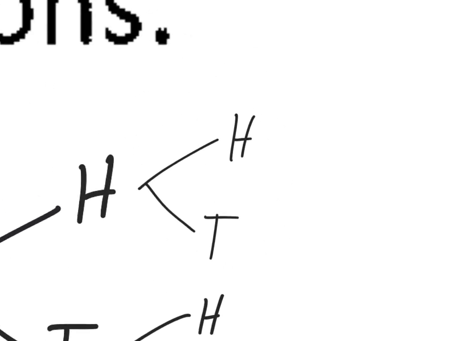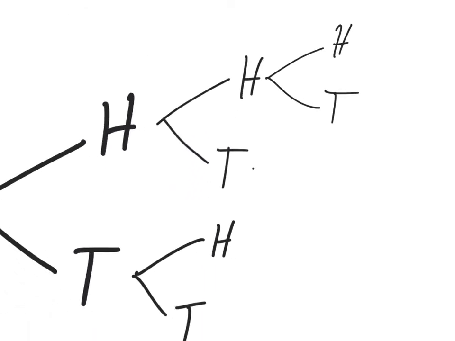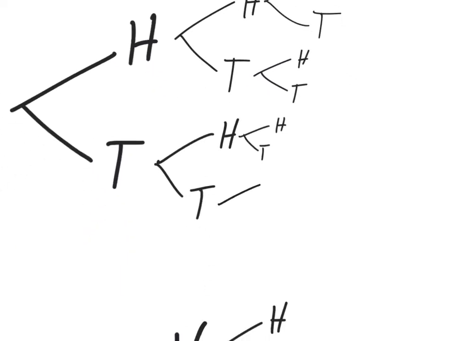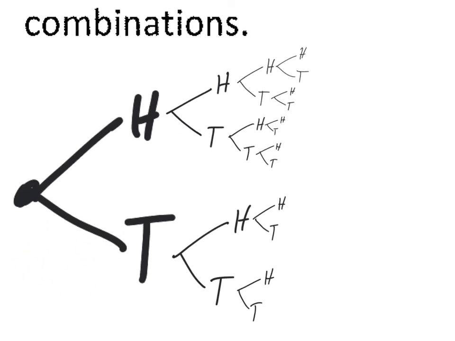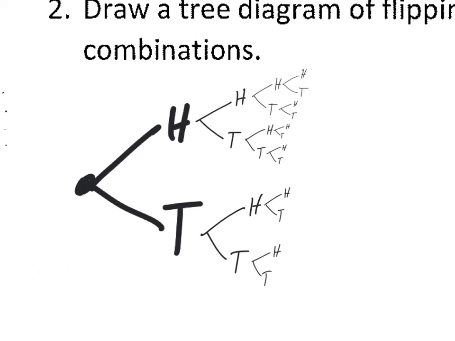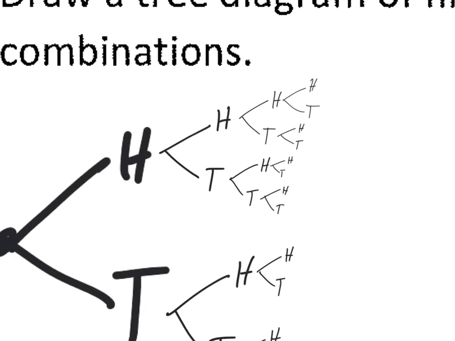So guess what? Here I could get heads. Here I could get tails. Same thing here. Heads, tails. Same thing here. Heads, tails. Same thing here. Heads, tails. Now, this last part, you guys are going to finish that up because that shouldn't be too bad. But I want you to consider how many total combinations that we've got here.